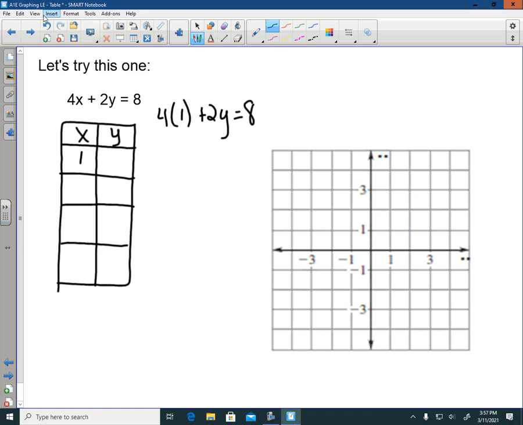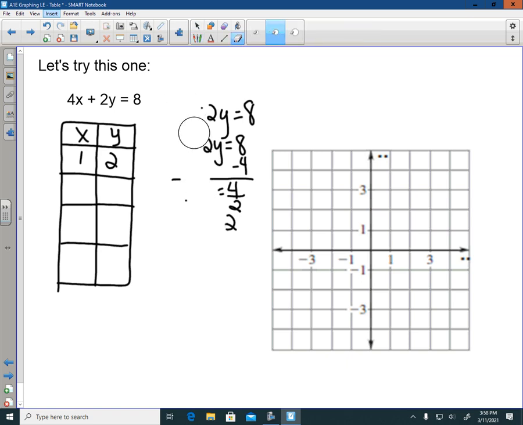All right, so we plug that 1 in for x, and let's start rolling. So 4 times 1 is 4 plus 2y equals 8. And then we're going to subtract 4 from both sides, remember? Creating this cancellation. And then we have 2y equals 8 minus 4, which is 4. And then we're going to divide both sides by 2. This is the stuff we did last semester. And then y equals 4 divided by 2, or 2. And so when x is 1, y is 2.